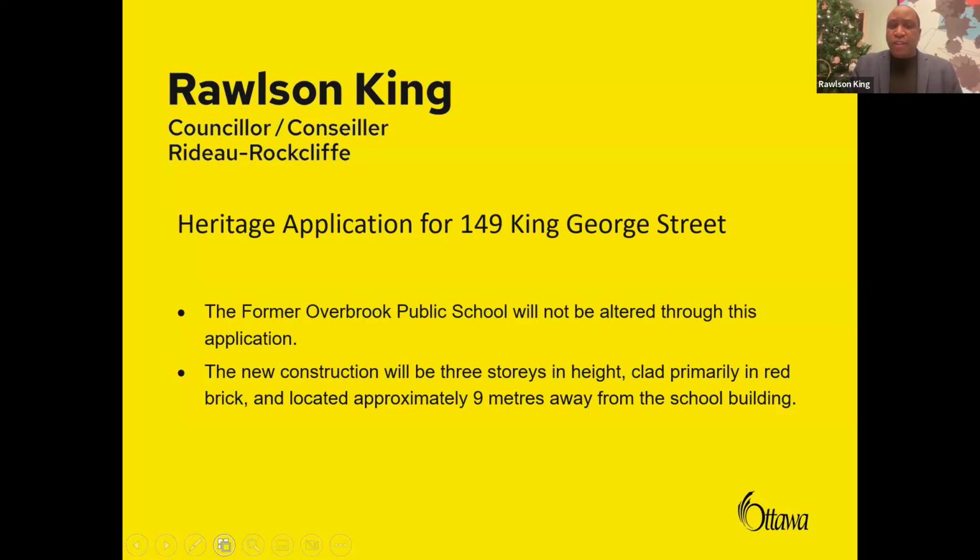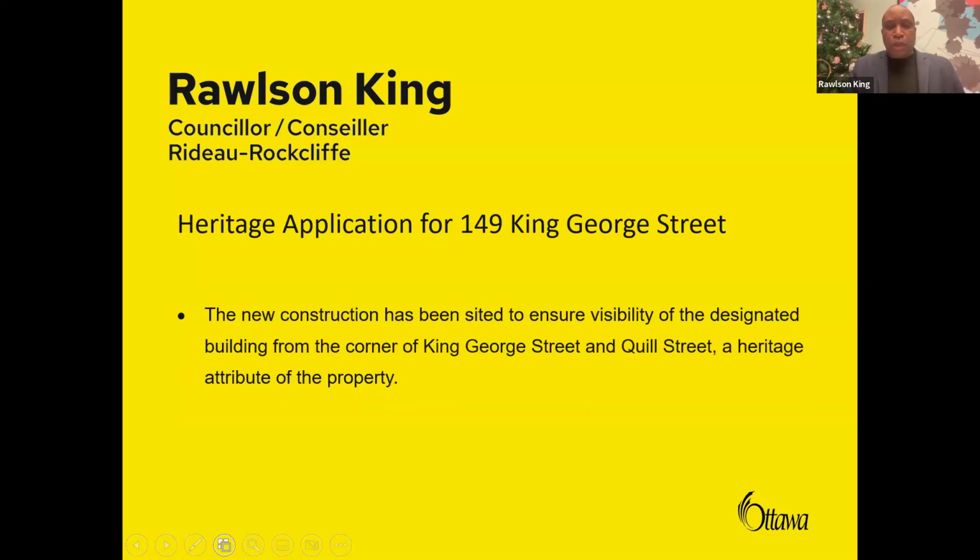It's important to note that the former Overbook Public School will not be altered through this application. The new construction, as proposed, will be 3 stories in height, clad primarily in red brick and located approximately 9 meters away from the school building. Next slide. The new construction, as proposed, has been sited to ensure visibility of the designated building from the corner of King George Street and Quill Street, which is a heritage attribute of the property. Next slide.